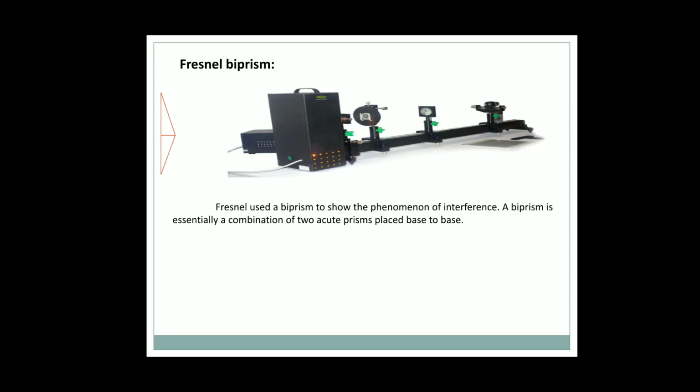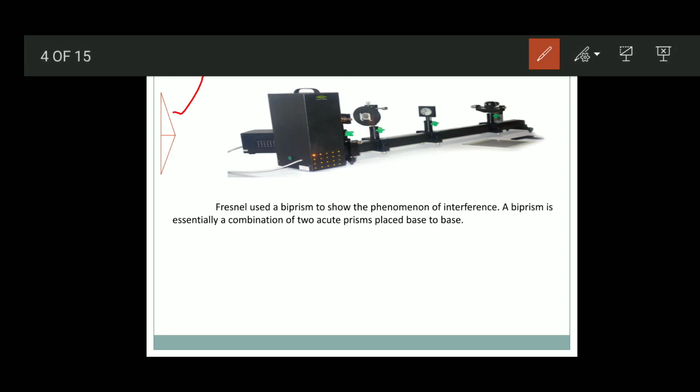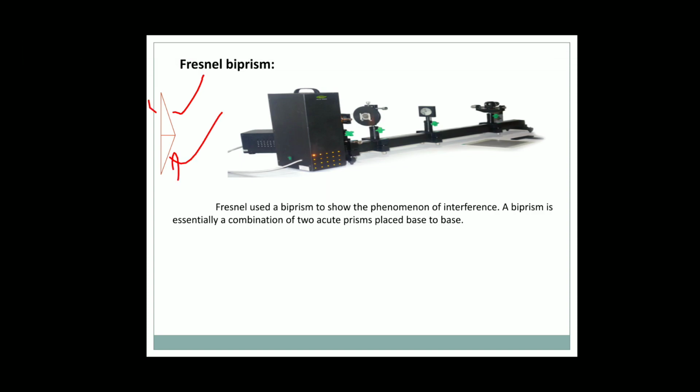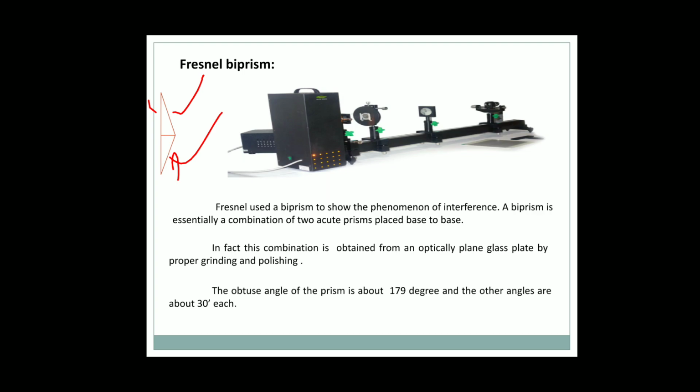Fresnel biprism is a combination of two acute-angled prisms placed base to base, as shown in this figure. These two prisms are there: this is one and this is two. In fact, this combination is obtained from an optically plane glass plate by proper grinding and polishing, and by proper polishing we can get the Fresnel biprism.